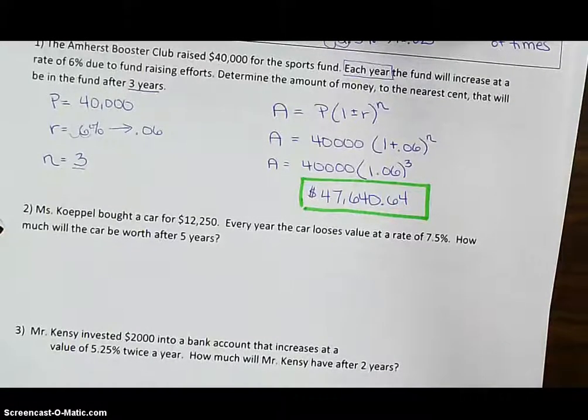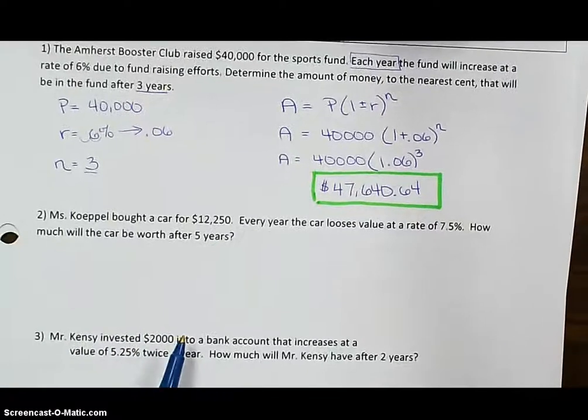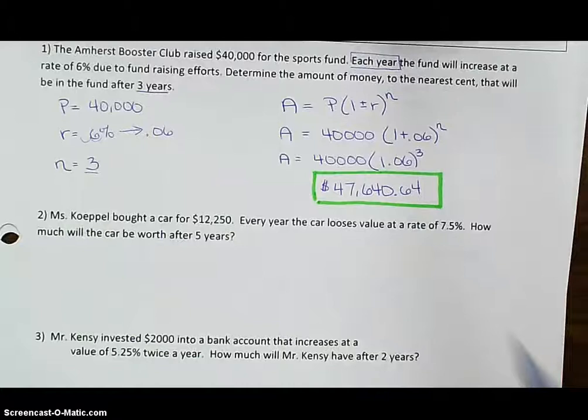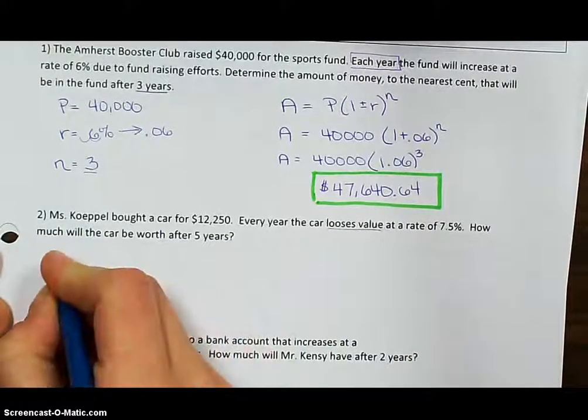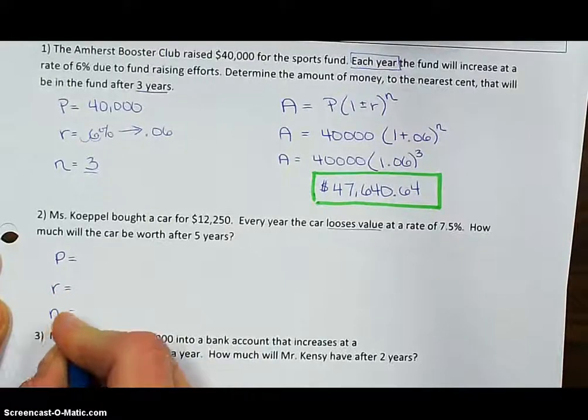Miss Keppel bought a car for $12,250. Each year, the car loses value at a rate of 7.5%. How much will the car be worth after 5 years? So once again, this is compound interest, but this time, instead of gaining value, we're going to be losing value. So let's go ahead and figure out what our P, our R, and our N values are.